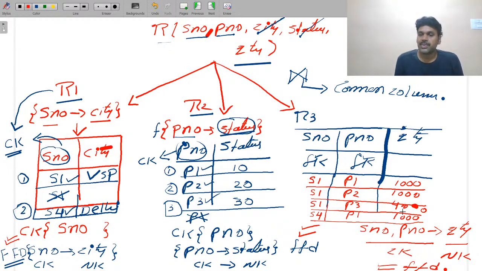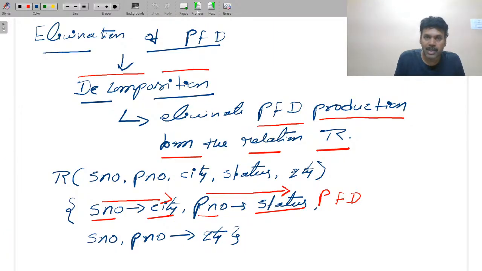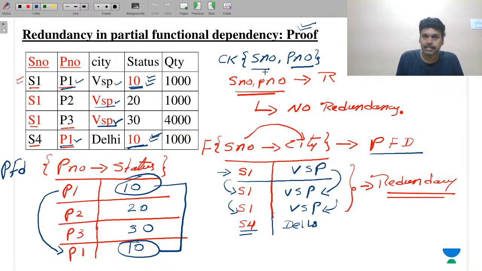That's it, friends. So you see that you don't find any kind of redundancy. In the last table you may feel that there may be redundancy. No, obviously it is not. Why? S1P1 unique, S1P2 unique, S1P3 unique, S4P1 unique. Why? Because your S number and P number together are your candidate key. Please come to the previous example. Your original candidate key is this S number and P number only. So that one I am bringing as usual.